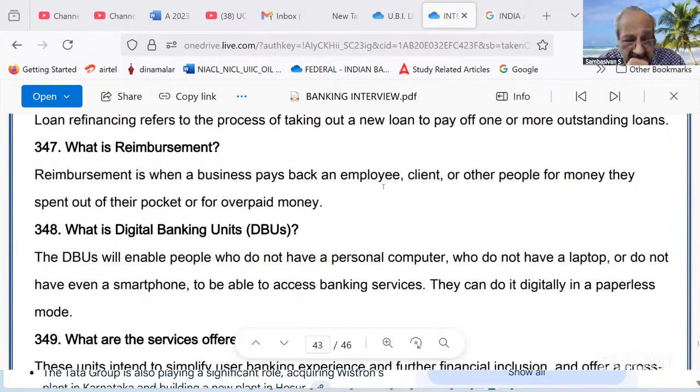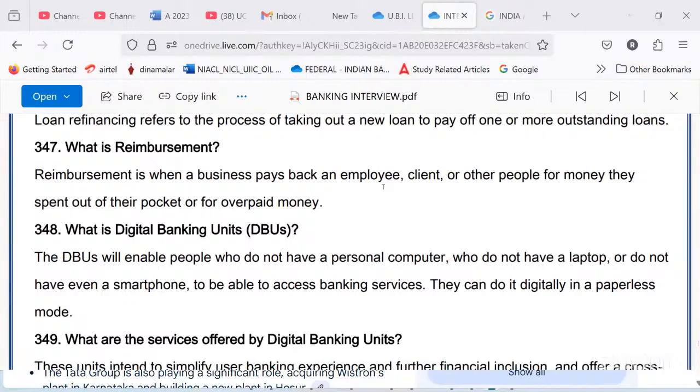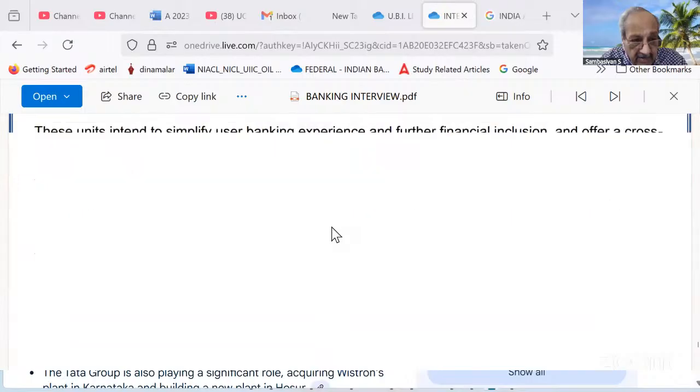Continue. 347. What is reimbursement? Reimbursement is when a business pays back an employee, client, or other people for money they spent out of their pocket or for overpaid money. A reimbursement will come in the case of some medical insurance policies, where if you spend more, you can submit the bill and get back the money from them. So that is reimbursement. Continue.